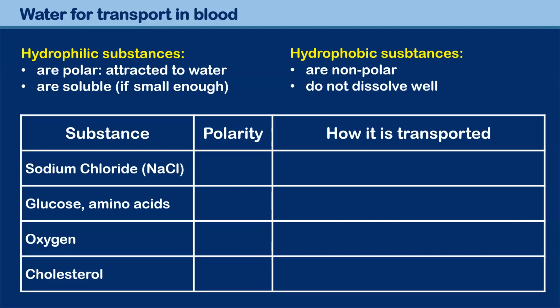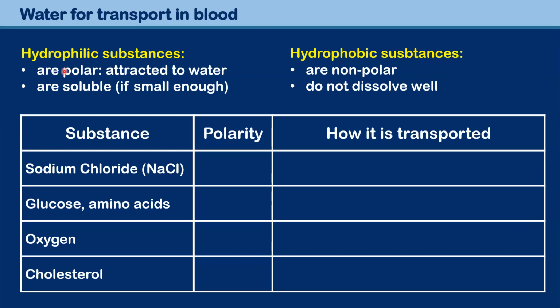Water is, of course, also important for transporting substances in the blood, and there are many types of substances that have to be transported. Specifically, you can categorize the substances into so-called hydrophilic substances and hydrophobic substances. The word hydro refers to water, and philic means loving. So these are the water-loving substances, and they dissolve well. And the hydrophobic substances do not dissolve as well in water.